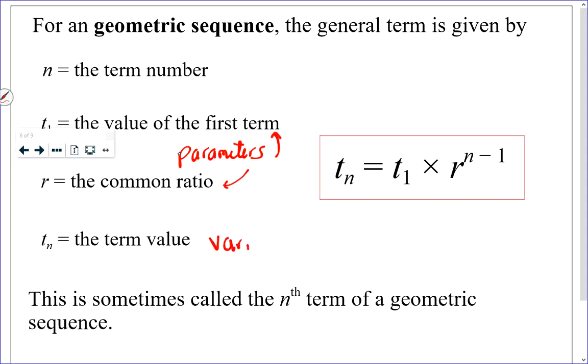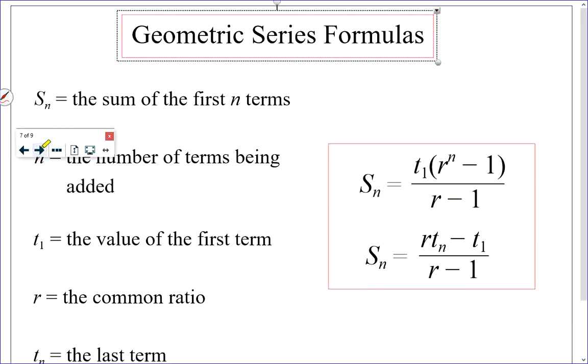This is a variable. This is a variable. Another way to look at this whole concept of variables versus parameters is to say, if I asked you to graph this sequence, your graph wouldn't be a graph showing R and T1. That doesn't even make sense. Your graph would be something that would show N and Tn. They're variables. They're changing, so you get a graph. And this is the general term, sometimes called the nth term.